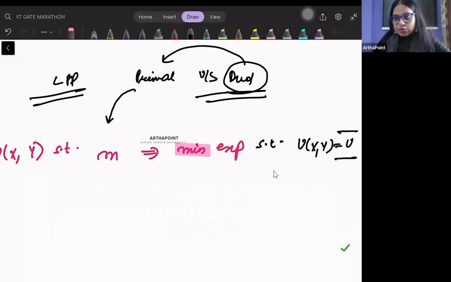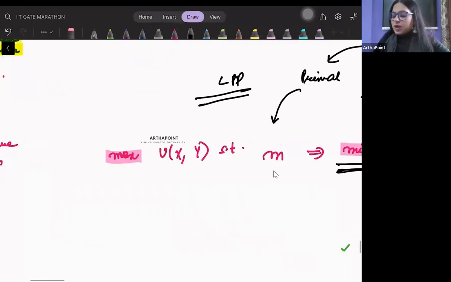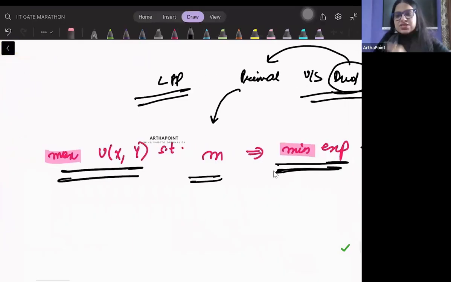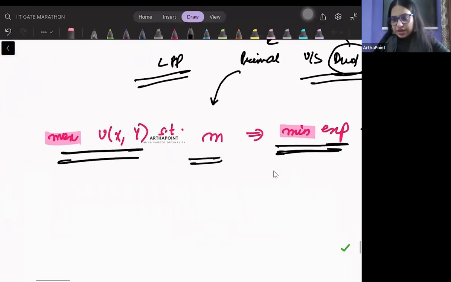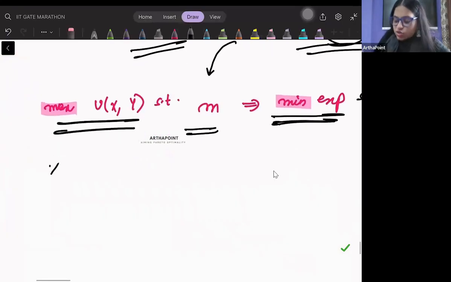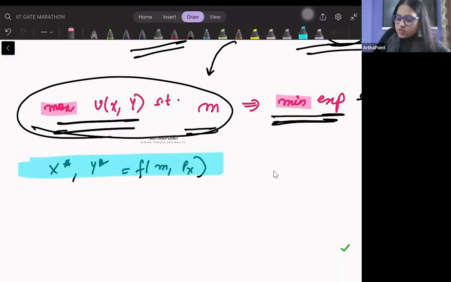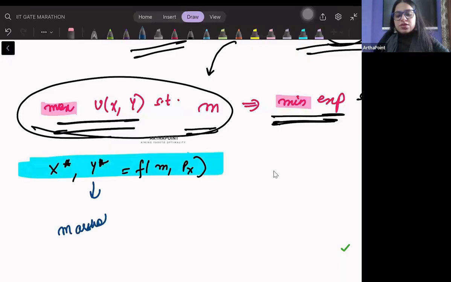यहाँ पे हम utility को constant रखेंगे. We want to minimize the expenditure. यहाँ पे हम utility को maximize करेंगे. We want to do it subject to given level of the income. यहाँ से जो x star y star निकलता है इस problem के through, it is a function of income and prices. And this x star y star, which is a function of income and prices, this is called as Marshallian demand.